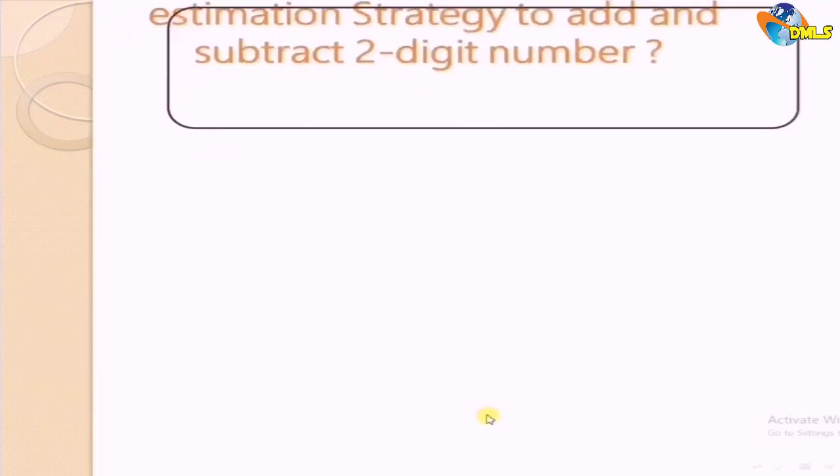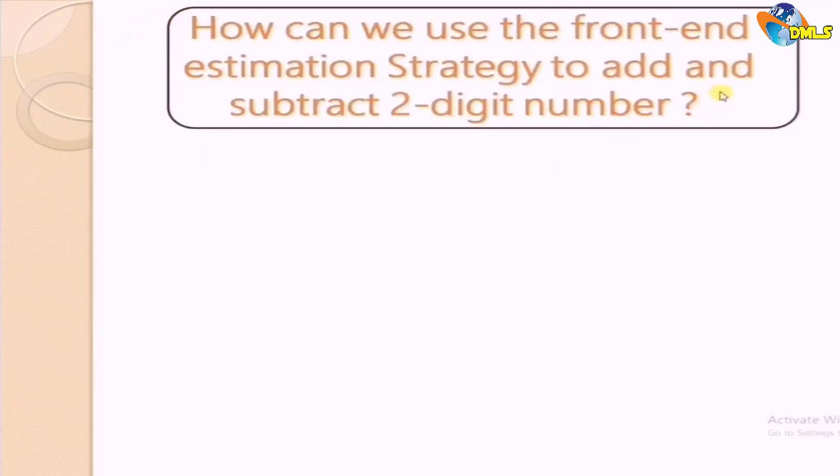But how can I use front-end estimation to add or subtract two-digit numbers? Let's take an example. Here I add two numbers, 24 plus 36. To use estimation strategy, you have to estimate each number by itself. Start with 24, a two-digit number, so of course we will look at tens place. Here in the tens place I find 2, so the value of 2 is 20, so the estimation of 24 is 20.